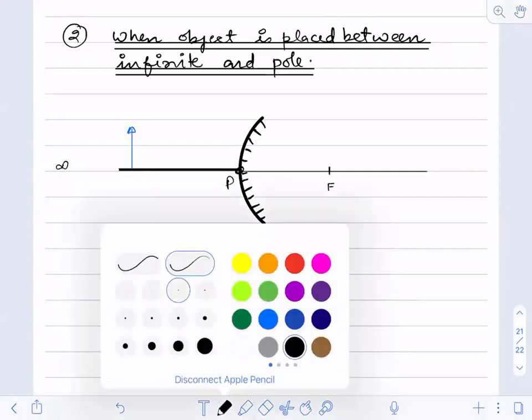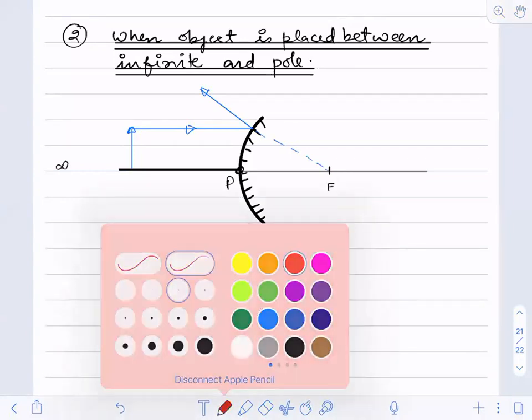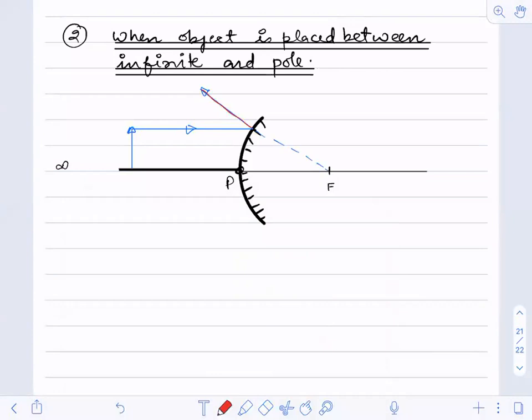One ray I will take which passes through focus. So for that I should draw a parallel line. Parallel line means it will appear to be coming from this line, and this will be the reflected ray. Is this clear? This is my reflected ray actually. So this appears to be coming from the focus over here.